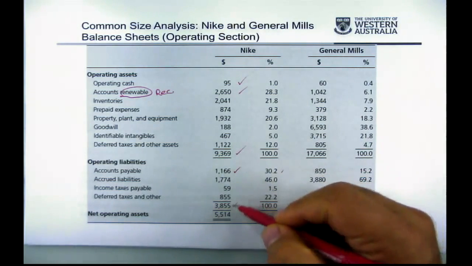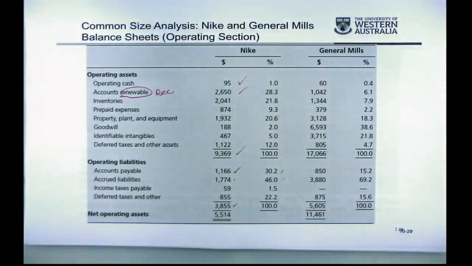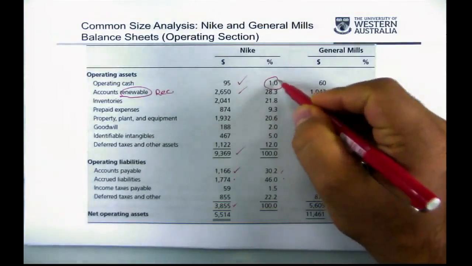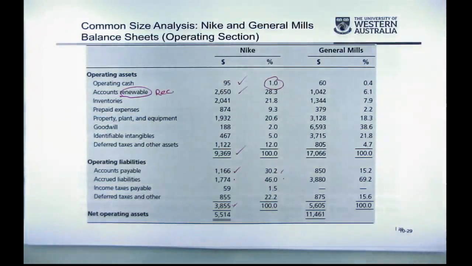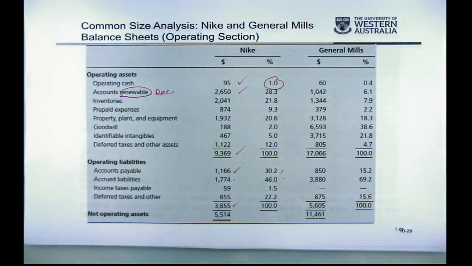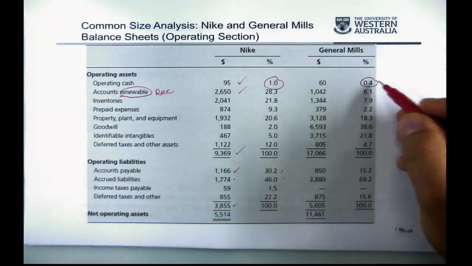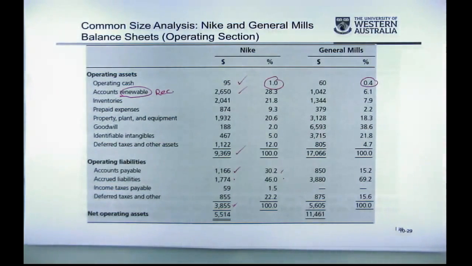This one divided by this gives you this. This one divided by this gives you this. Okay? As we can see, Nike maintained in that year only 1% of operating assets as cash. If you divide operating cash by total assets, it will be far less than 1%. And General Mills maintained only 0.4%.